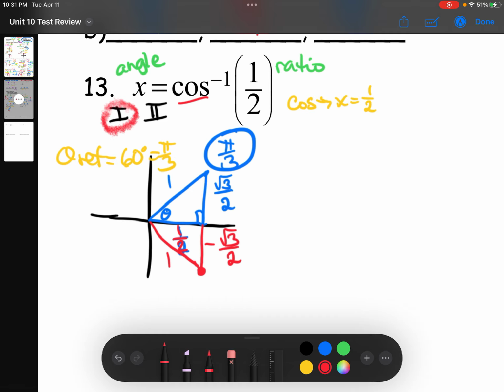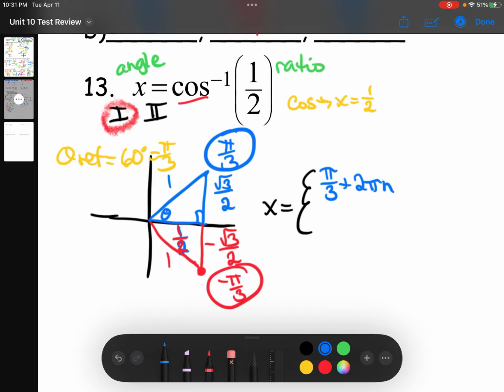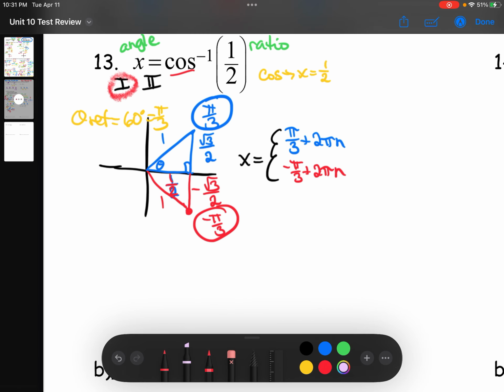This angle, in quadrant 4, we use the negative angles. That's negative pi over 3. And there is your other solution. So, in terms of a general solution, x equals curly braces. Principal is pi over 3 plus 2 pi n. Cosine has a period of 2 pi, so we add 2 pi n to get to the next solution. The other one is negative pi over 3 plus 2 pi n. And that is our general solution.